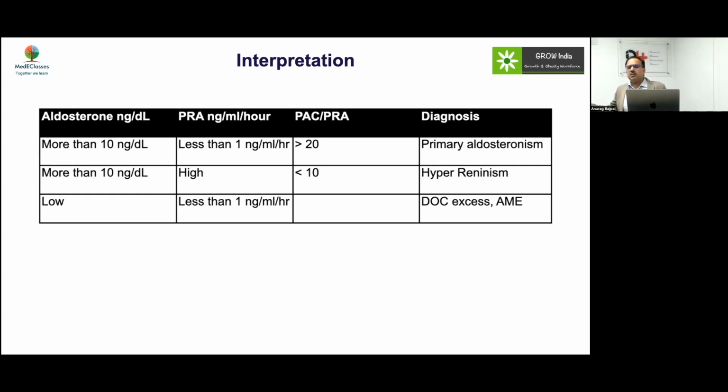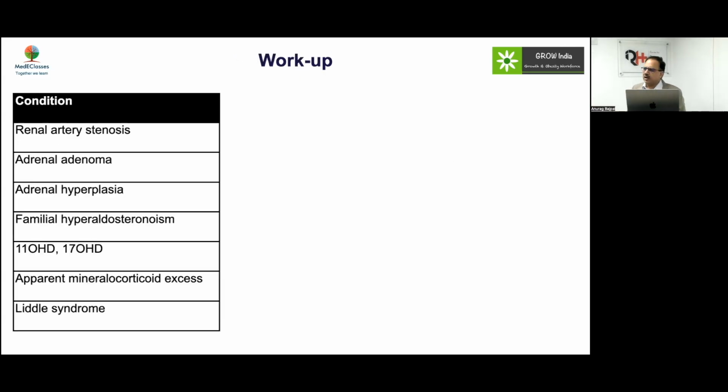If both of them are low, this means that there is some other form of mineralocorticoid which is acting, which could be a DOC, or there is an apparent mineralocorticoid excess, or Liddle syndrome. These are the possibilities which will be there in that regard.